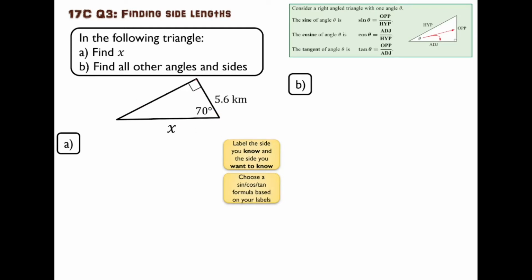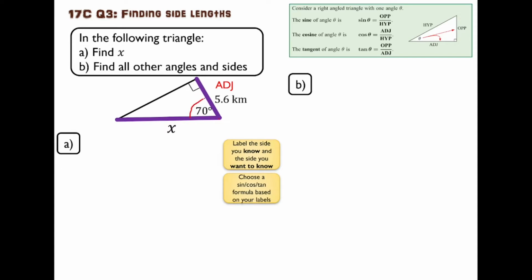Label the side you know. Well, we know 5.6 kilometers. We're given that length. Now label the side that you want to know, which is x. The angle that we're talking about is here, and the 5.6 kilometers is next to the angle. It's next to the 70 degrees. If it's next to it, that means it is adjacent. That's what the word adjacent means. It means next to.